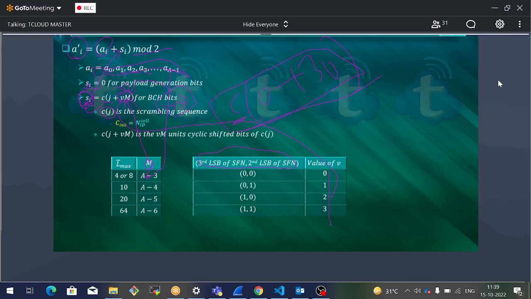SFI is either calculated, or it will be considered as 0. SFI is considered as 0 for payload generation bits. What are payload generation bits? The 8 bits that we have added in the previous step. For them, you don't need to do the scrambling. You will just use zeros in the SFI position. Those bits will stay as they are. But for the 24 bits that have arrived from the higher layer, you calculate the SFI bit from the scrambling sequence by substituting different V and M position values. So once you compute that, you have the scrambled PBCH data.